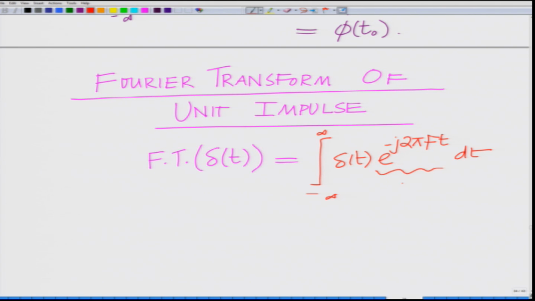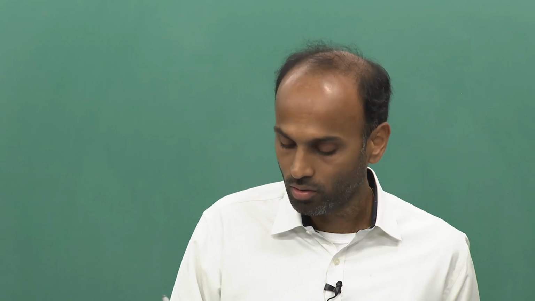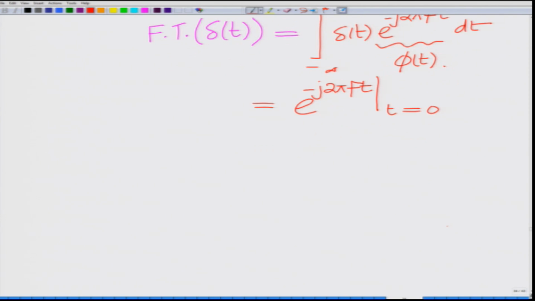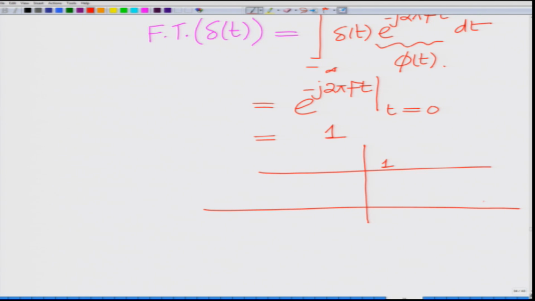Now, you can treat e power minus j 2 pi f t as the function phi of t, and by the property that we have shown before, the integral from minus infinity to infinity of delta t phi of t dt is nothing but phi of t evaluated at t equal to 0. So this becomes e power minus j 2 pi f t evaluated at t equal to 0, which is 1. So this is simply 1 at all frequencies in the frequency domain.